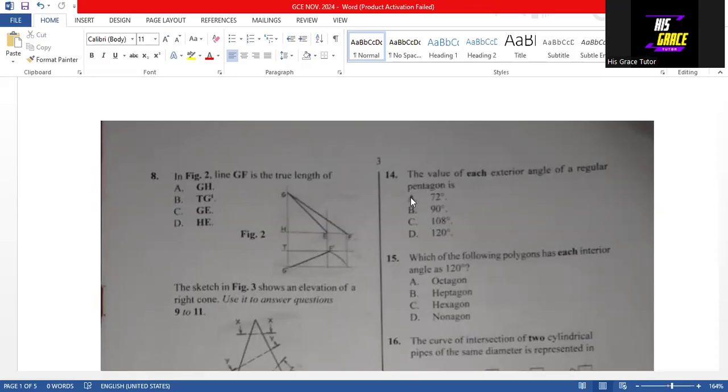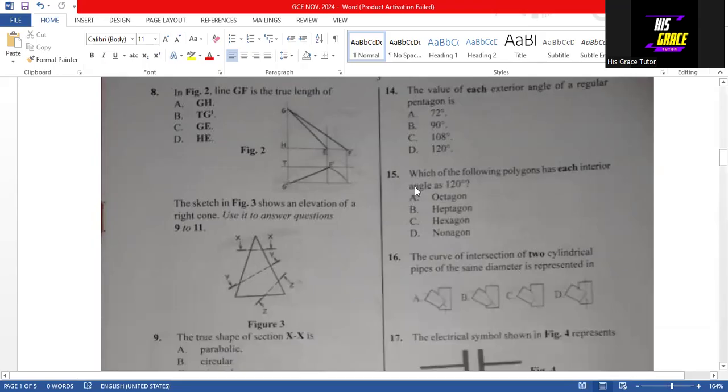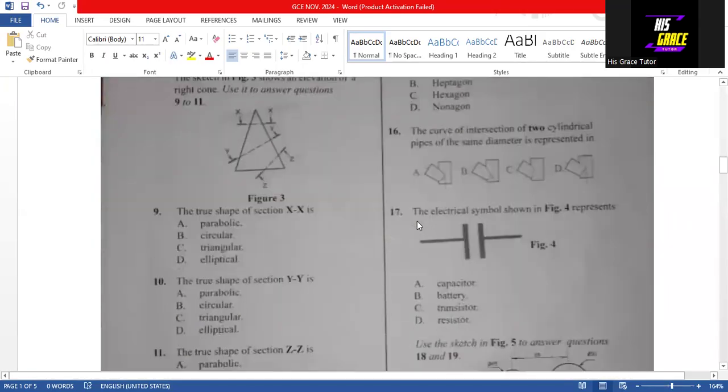That is option A is the answer to that question. Then question 15 says, which of the following polygons has each interior angle as 120 degrees? So the answer is hexagon. That is option C is the answer to that question.